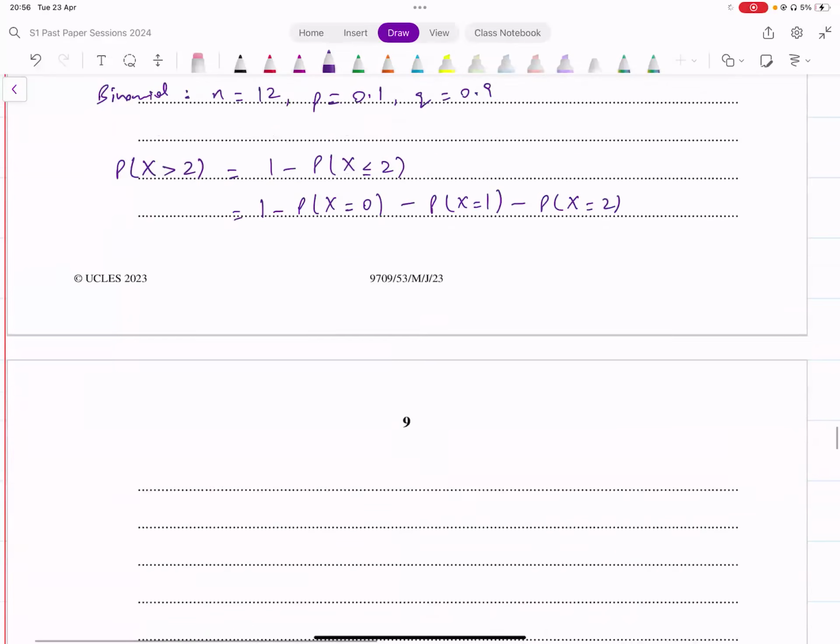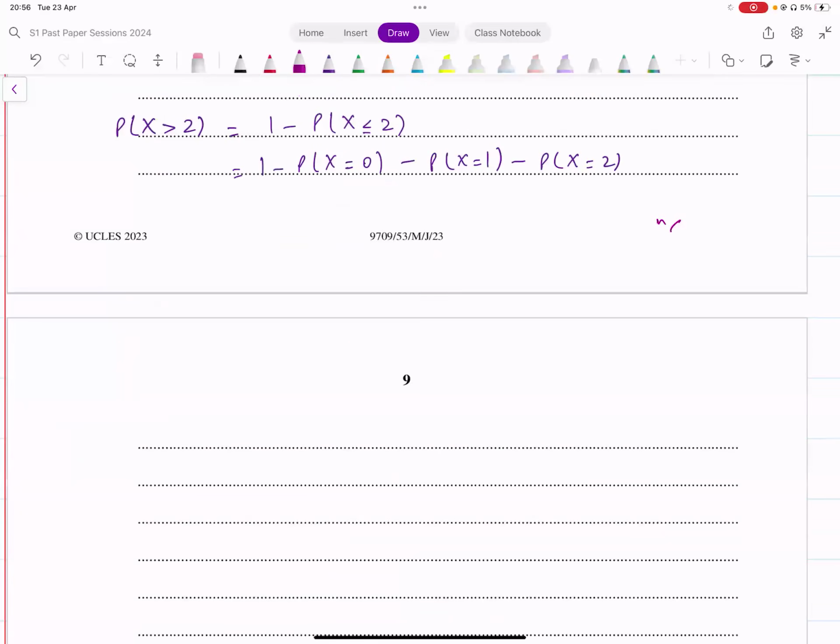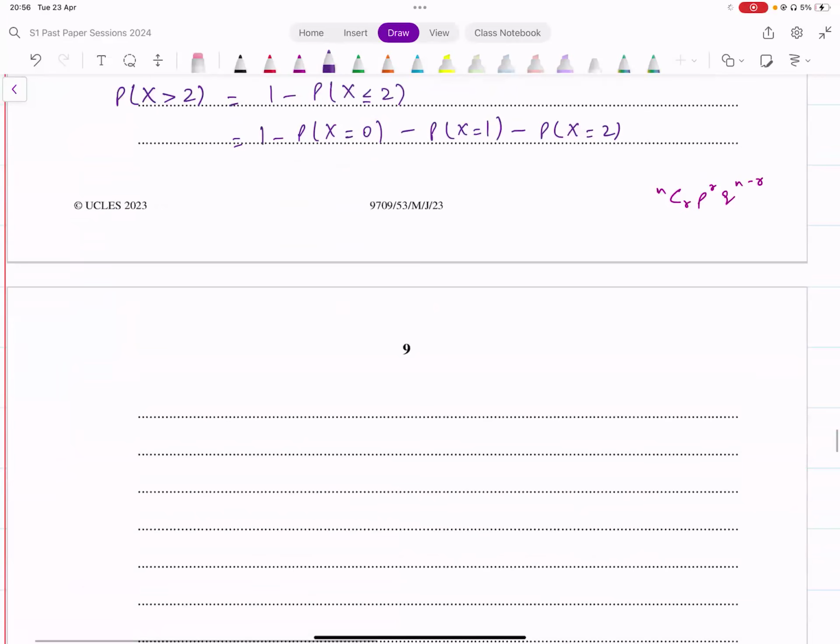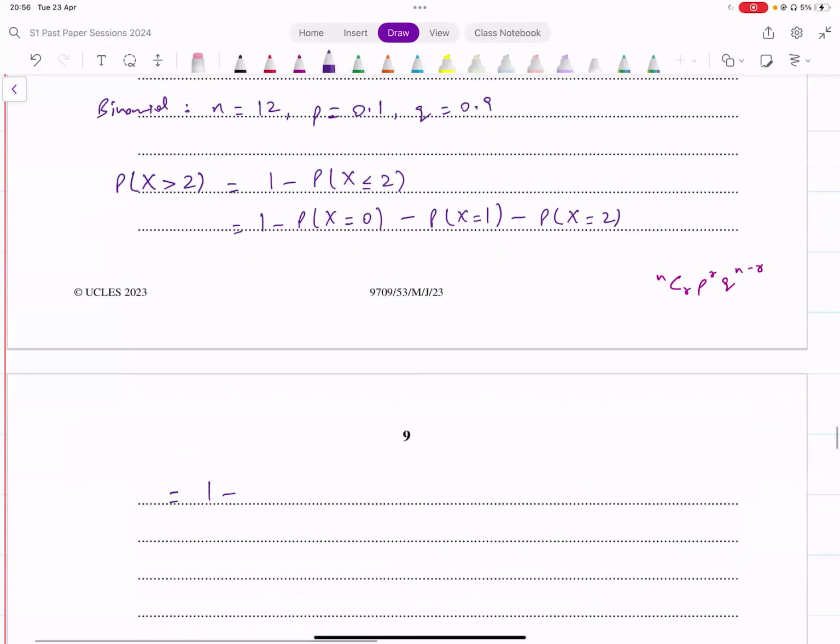Now we use the binomial formula. What's the binomial formula? nCr p raised to power r, q raised to power n minus r. Just input values in that formula and you get the result. 1 minus... n was 12.